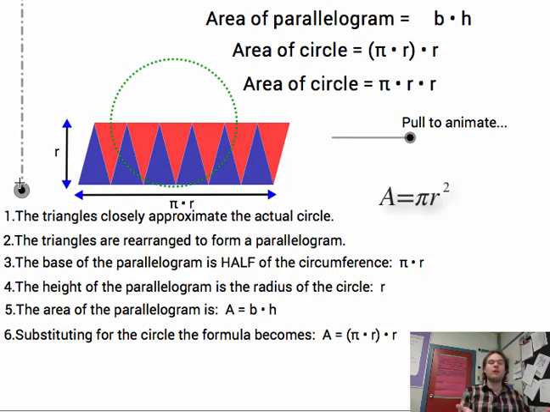So now we found out the area of a circle is pi r squared. And that is how they found the area of a circle. I hope you understand this. Good luck as I talk more about this with you.